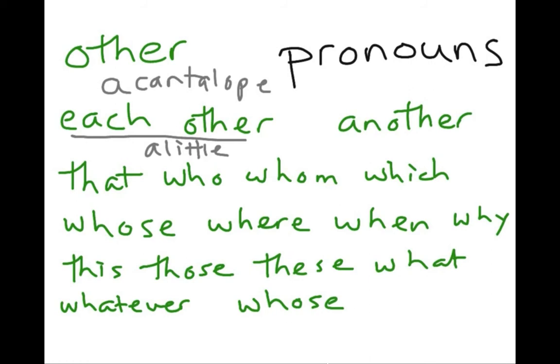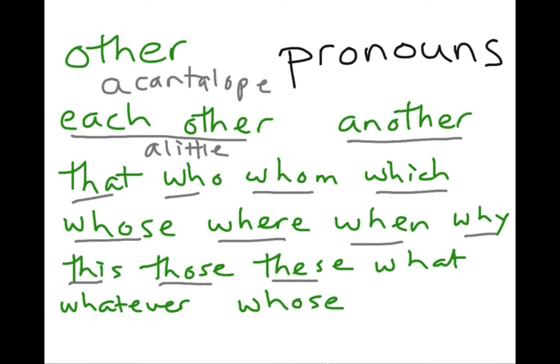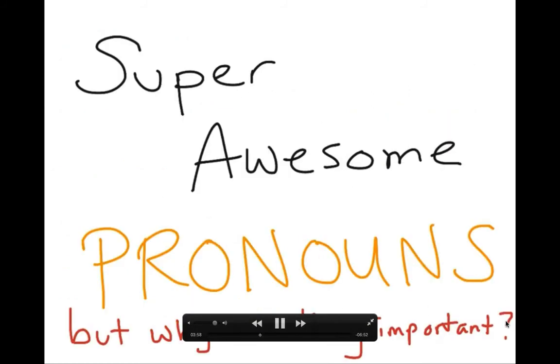You also have another, that, who, whom, which, whose, where, when, why, this, those, these, what, and whatever. So a lot of these are words that describe a place or a person or where something took place, when something took place. All of these are pronouns, and they're often used a lot. So these are the ones that it's easiest to miss because they're used so often. So make sure you've got all of these written down so that the next time we highlight pronouns, you can get all of them. Okay, so now we have all the pronouns, but why are they important?